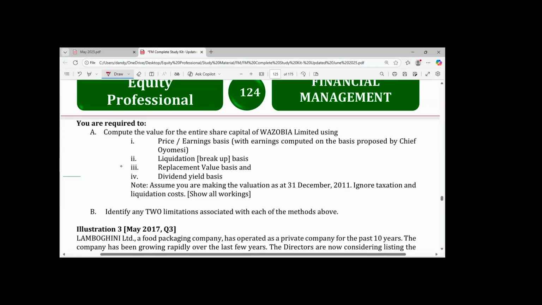So if you want to value an unquoted company, a limited liability company, using price earning ratio, you must adjust the PE ratio of a quoted company. You don't use the exact PE ratio, because if you use the exact PE ratio of a quoted company for an unquoted company, that means you are assuming that both companies have similar business risk, which is not true, because an unquoted company is more risky compared to a quoted company. So let's go through this and solve using price earning ratio.